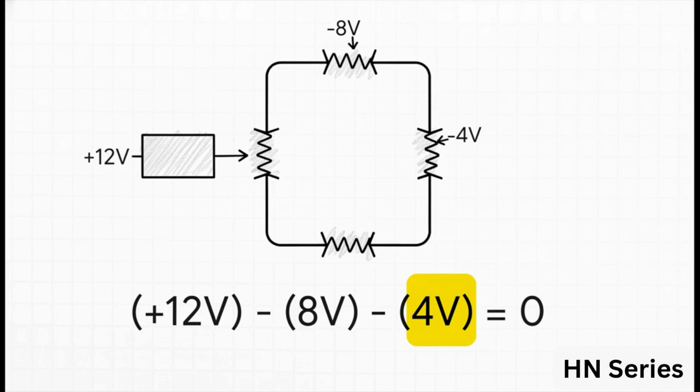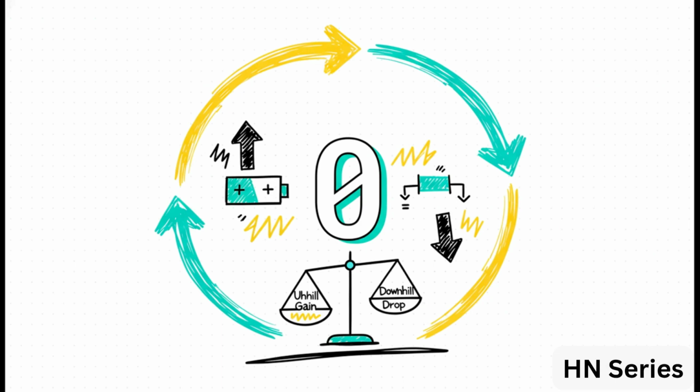So let's put some real numbers on this. Say our battery gives us a 12-volt uphill gain, and let's say the first resistor has an 8-volt downhill drop, and the second one has a 4-volt drop. What do we get? 0. A perfect 0. It has to be. The 12 volts of gain from our ski lift is perfectly balanced out by the 12 volts of drop from skiing downhill. You're back at your starting point. This isn't just a neat trick, it's a fundamental law of physics. It always has to balance.